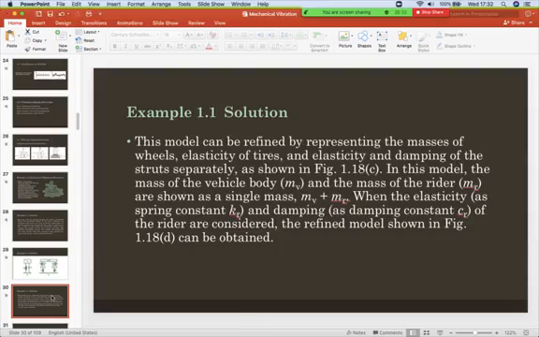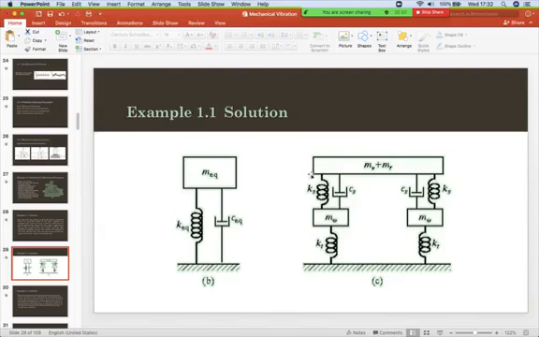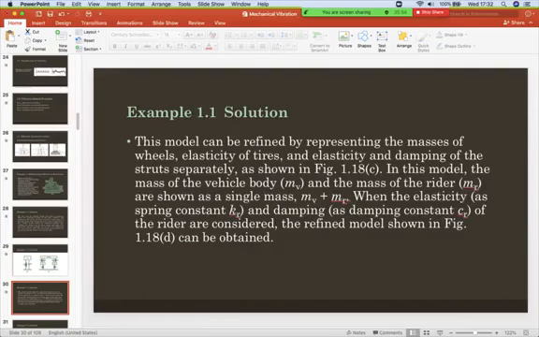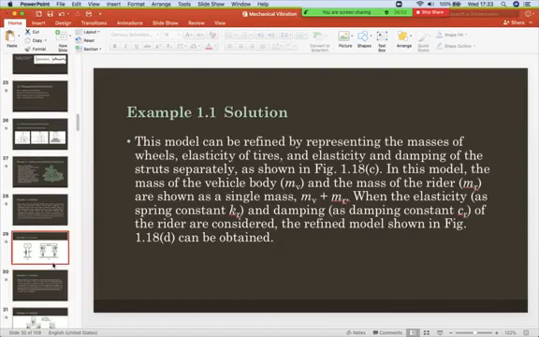Okay, solution. So how this model can be refined by presenting the masses of the wheels, the resistive tire, and the damping of the struts, referred as shown in figure 1.18. In this model, the mass of the vehicle body MB and the mass of the rider MR are shown in a single mass. So this one is the single mass, the mass of the vehicle and the rider. When the strut spring constant K and the damping constant C of the rider are considered, the refined model in figure 1.18 can be obtained. So this is the one.